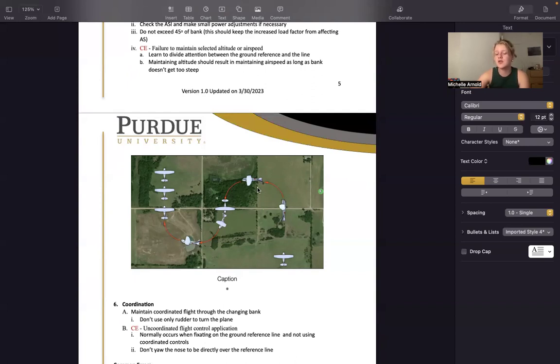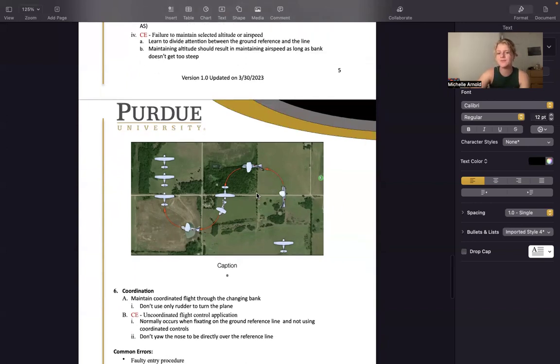And your radius should be between 1/4 and a half a mile. It can usually be a little bit easier if it's a larger radius, but you don't want it to be excessively large. So choosing these points before entering the maneuver, maybe as you're descending down to your reference line, can help you double check that you are maintaining that radius with the first and second semicircle.